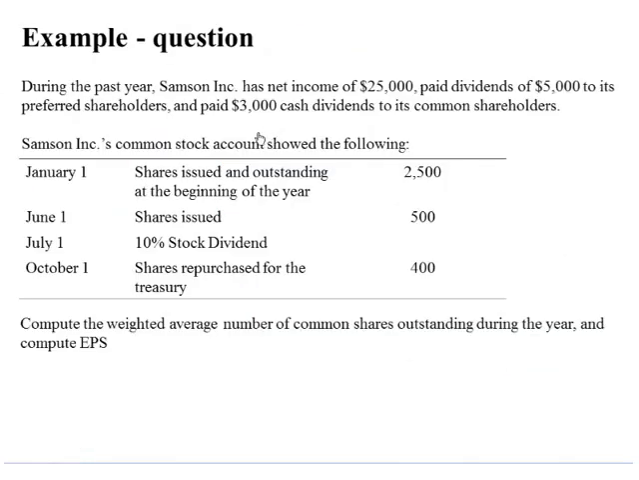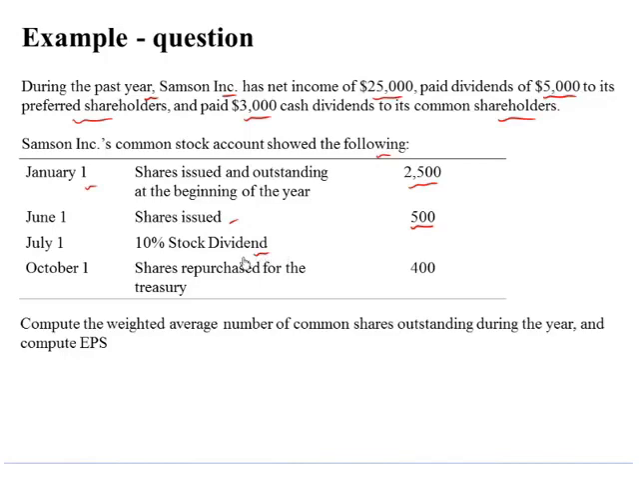So let's understand with the help of an example. During the past year, Samsung Incorporated had a net income of $25,000 and paid dividends of $5,000 to its preferred shareholders. $3,000 cash dividends were paid to the common shareholders. And the accounts showed the following: on January 1, the company had 2,500 shares outstanding, issued another 500 shares on June 1. On July 1st, it declared a 10% stock dividend.